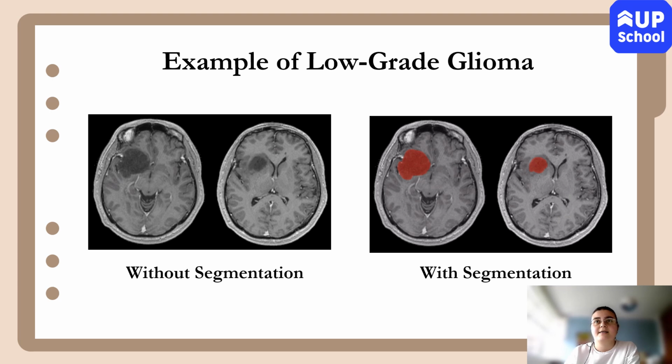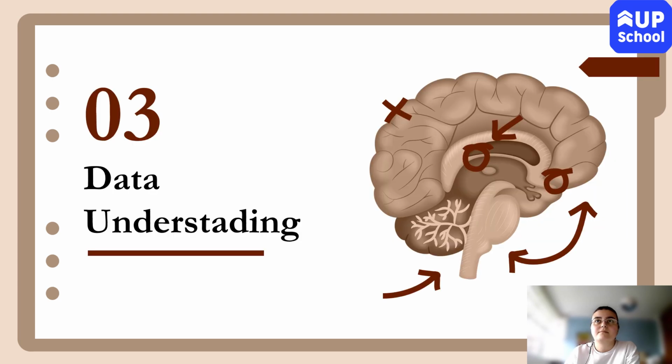Here is an example of what a low-grade glioma tumor looks like on brain MRI images. These images belong to a 24-year-old who developed focal seizures affecting the left side of his body. And you can see that the red area indicates the tumor location. So let's move on to what I did in this project.